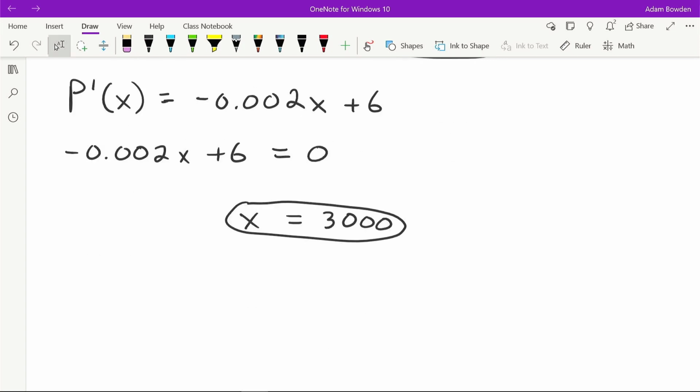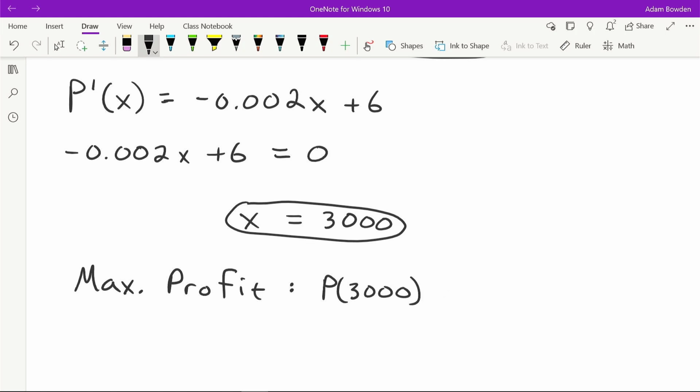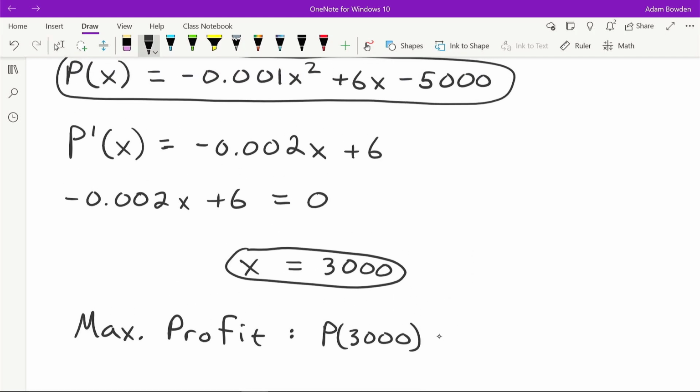So that, as a result, would help us understand what the maximized profit would be. So what we can do now is we say the maximum profit. We can calculate that using P of 3,000, where this is our new profit function, the one that we see up above. If you plug in 3,000 for that one, it'll come out with a total of $9,000.